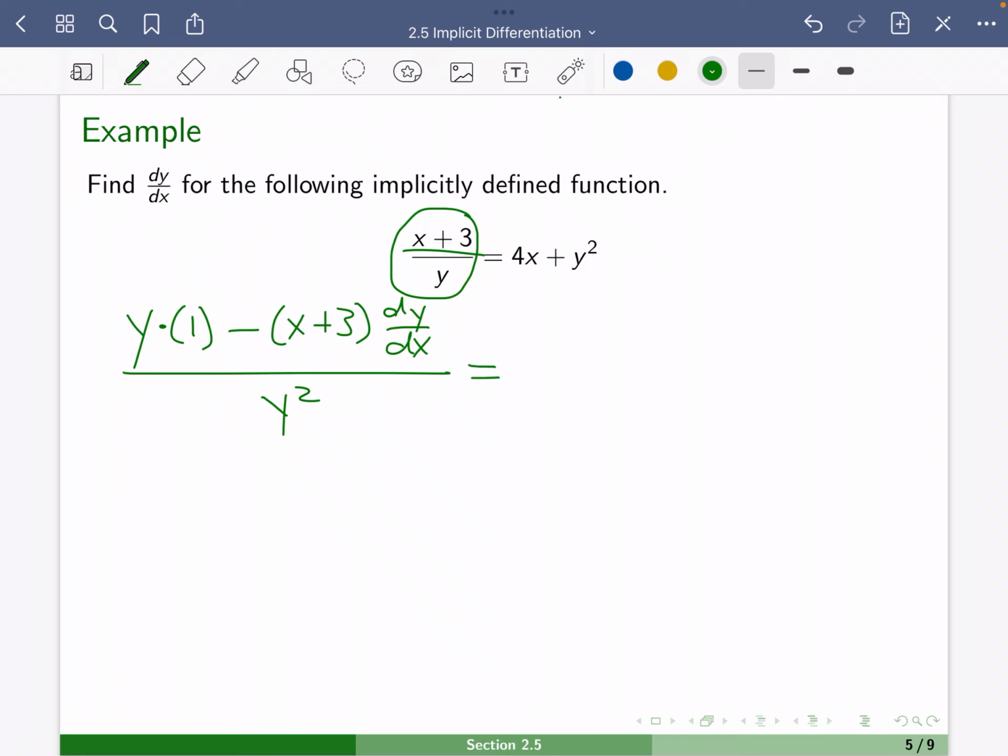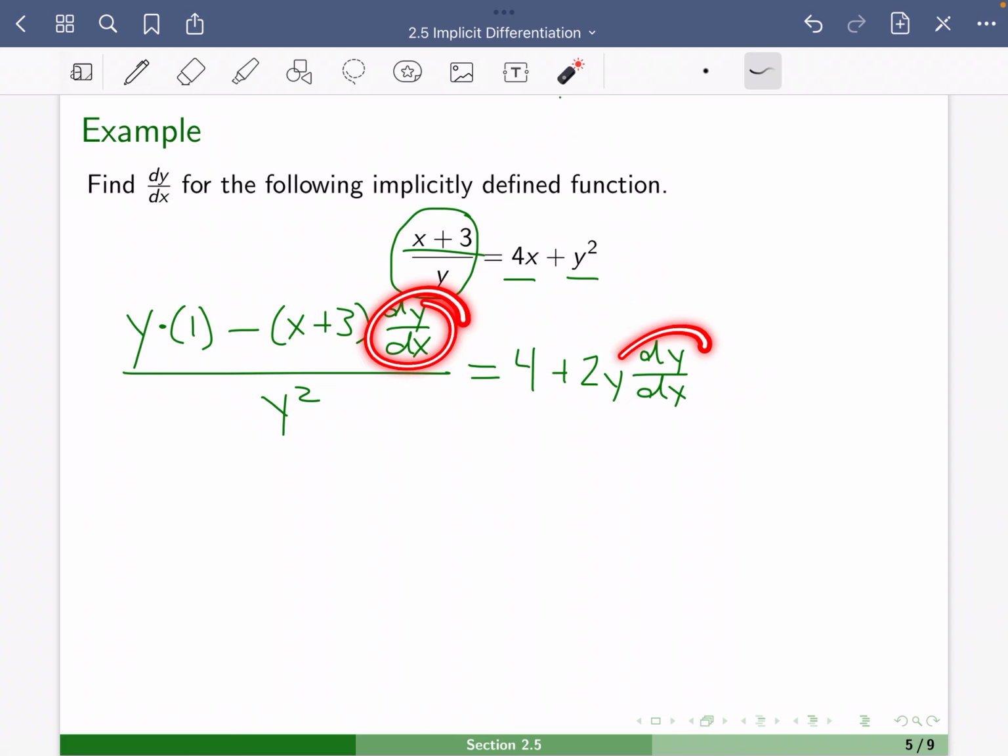On the right-hand side, we have the derivative of 4x is 4. The derivative of y squared is 2y, and again, we need to pick up a dy/dx. So now we have two different dy/dx's floating around. So our goal here is to get all of the stuff that has dy/dx together on one side, and anything that does not have that, we will try to get together on the other.